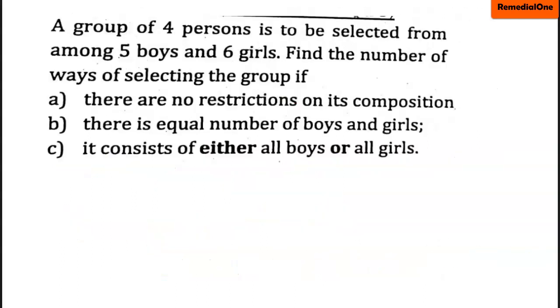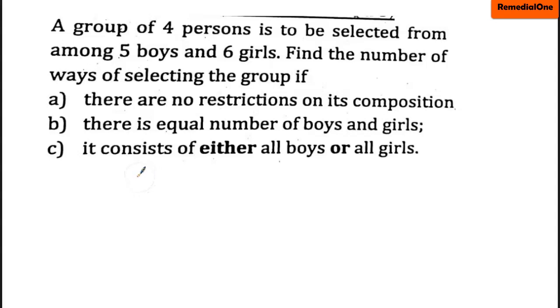So let's look at the second question. A group of 4 persons is to be selected from among 5 boys and 6 girls. Find the number of ways of selecting the group if A, there are no restrictions on its composition.